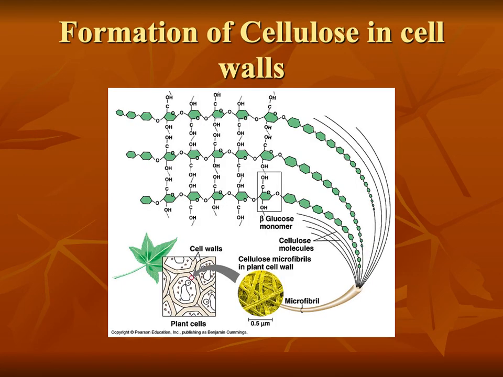Cell walls have a lot of cellulose in them to help strengthen them and make them strong. Another use of it: long chains of sugars, cellulose.